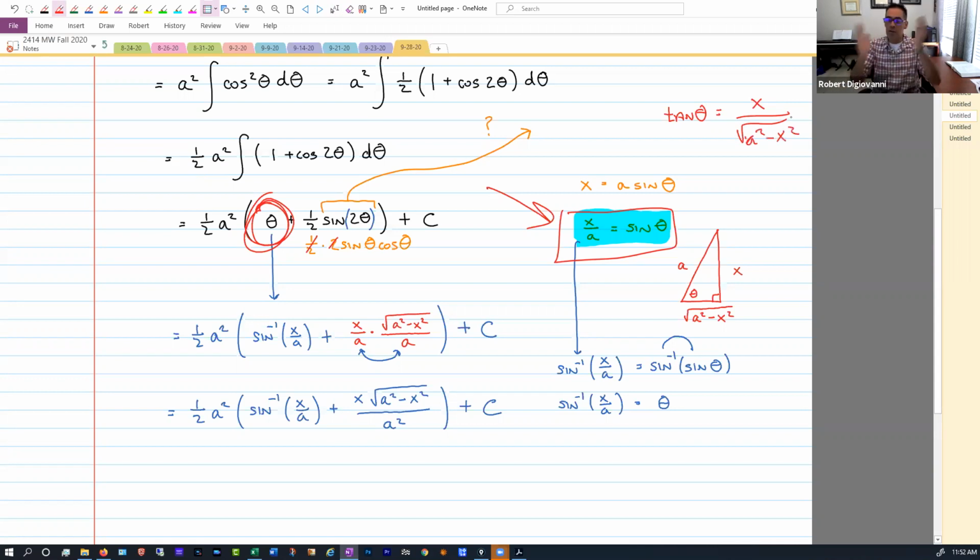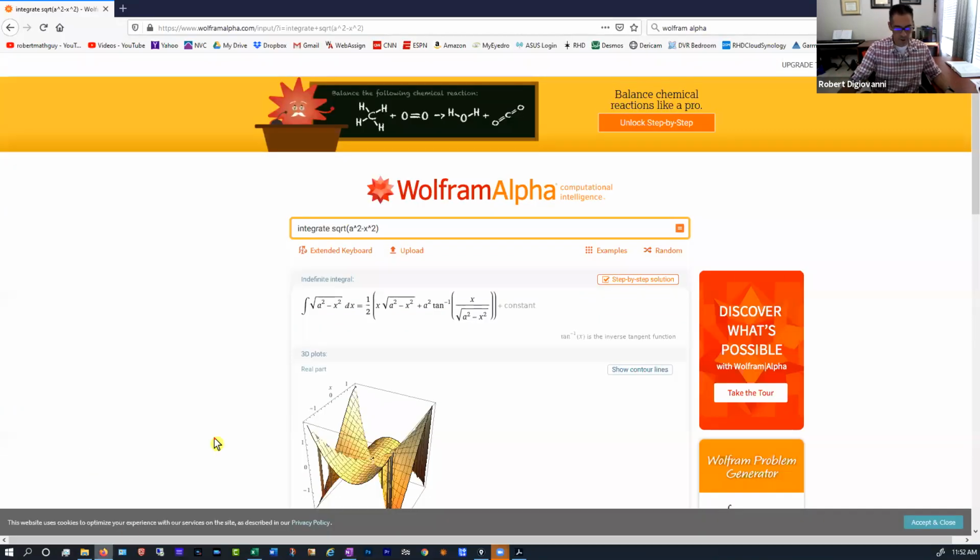And then do arc tangent on both sides. And that still would have given you theta, it just would have been a different expression. And that's what Wolfram Alpha has. See, they have that expression now.